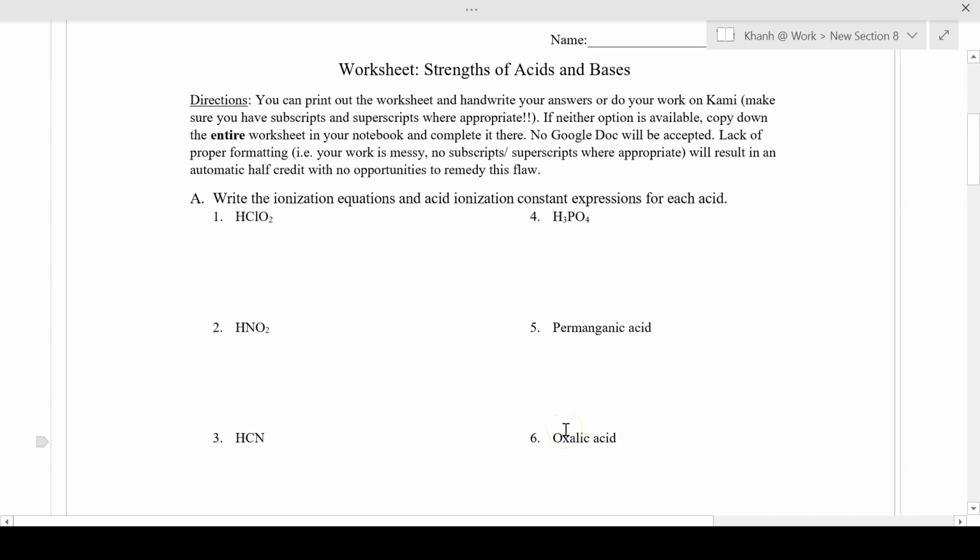Everyone, welcome to the video answer key to this worksheet on the strength of acids and bases. Now let's take a look at first A. Exercise A is all about writing the ionization equations and the acid ionization constant expression for each of the acids.